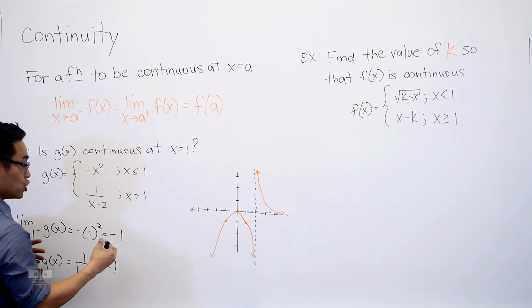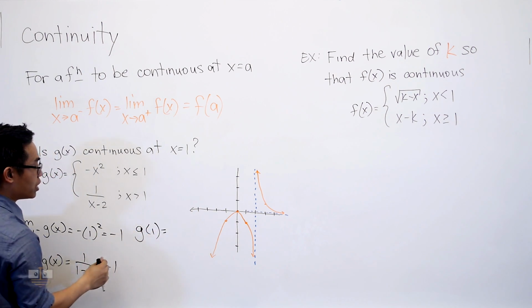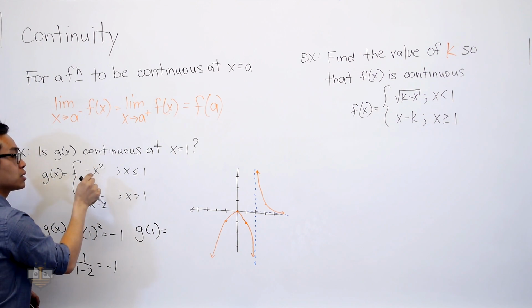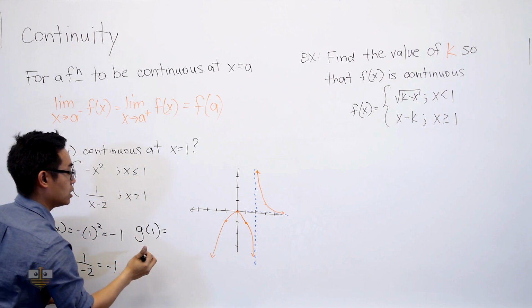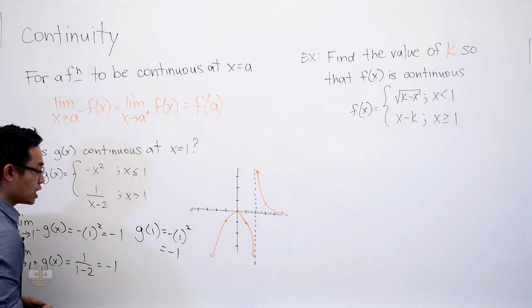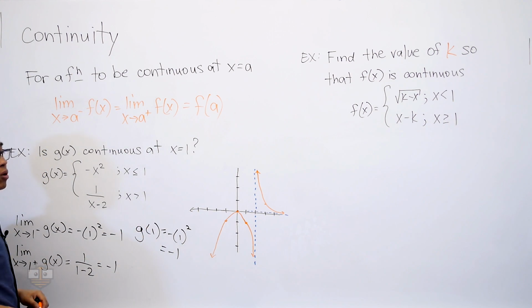Now, if I find g at 1, that has to be equal. So far, so good. But g at 1, when I sub in, of which function am I going to sub into? This one or this one? It's going to be this one because it has the equal sign. So I'm going to get negative 1 squared, which is, of course, negative 1. It turns out that all three of those are equal. And because all three of those are equal, it is continuous at x is equal to 1.